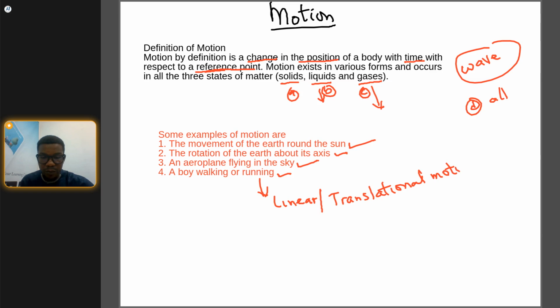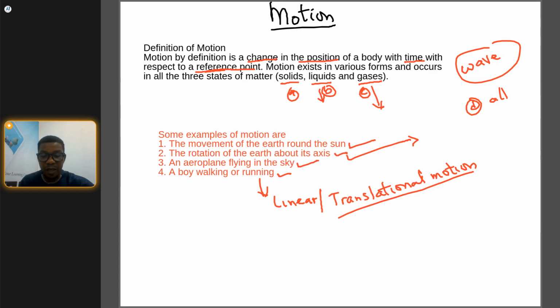Translational motion. That is moving from one point to the other on a straight path or a straight line. So it's called translational motion. And the diagram I sent earlier, if you check all those examples there, they represent translational motion. Okay, so let's look at that of the rotation of the earth about its axis.